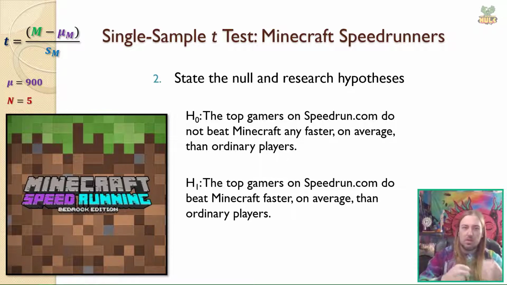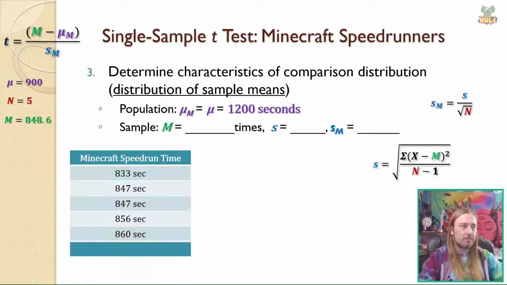Our research hypothesis, right? Our sexy one, the one that we want to prove, the one we want to find support for. It says the top gamers on speedrun.com do beat Minecraft faster on average than ordinary players. Okay, so note that we are specifically saying a direction of this effect, which means we have a directional hypothesis. This will be important when we figure out what our cutoff value is later on.